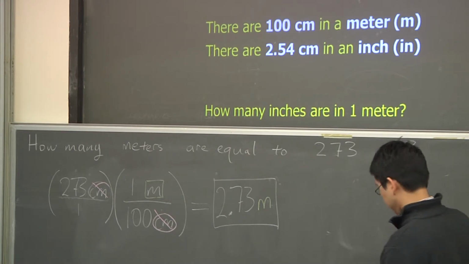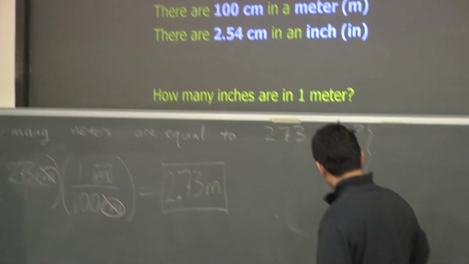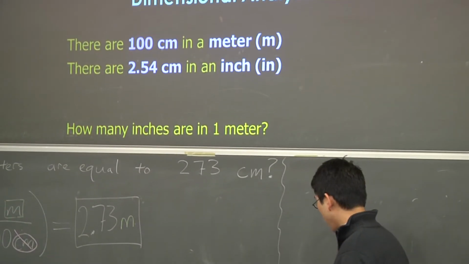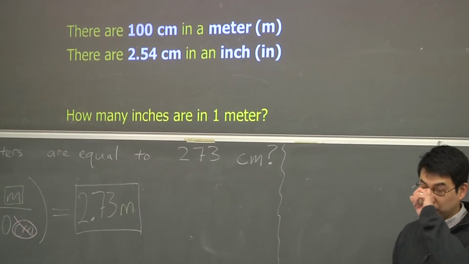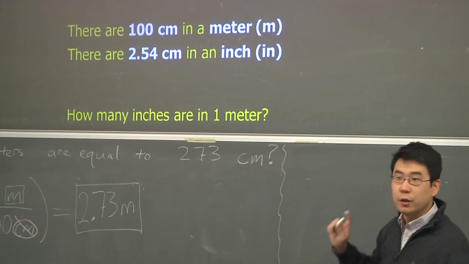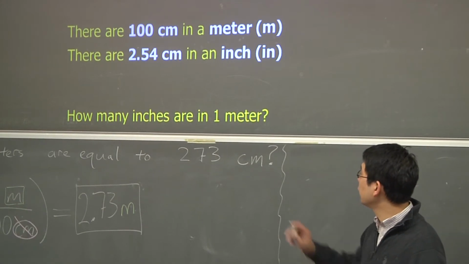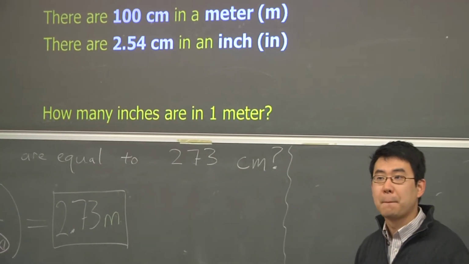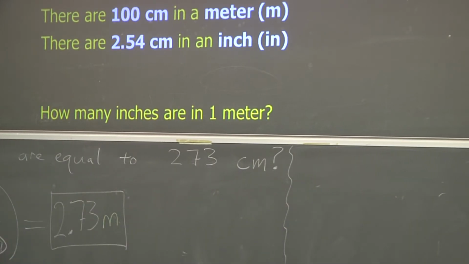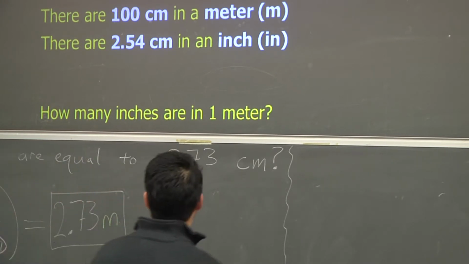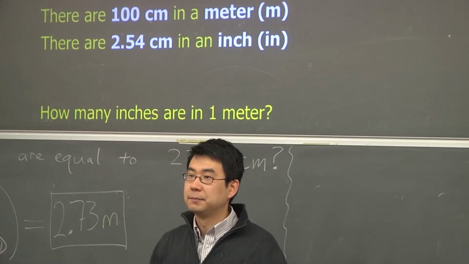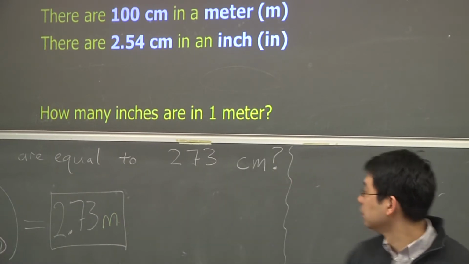Okay, so let's move on to this problem over here. It says, how many inches are in 1 meter? How can we approach this one? Do we have a conversion factor that gets us between inches and meters? Sorry? 100 centimeters equals 1 meter. That's correct. But that doesn't get me from inches to meters. That gets me from centimeters to meters.